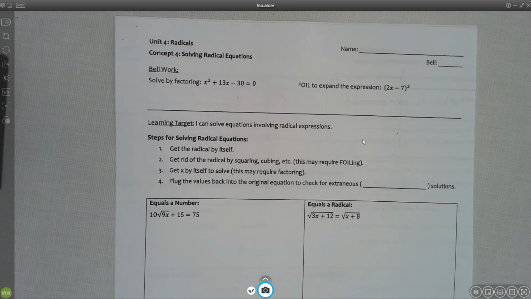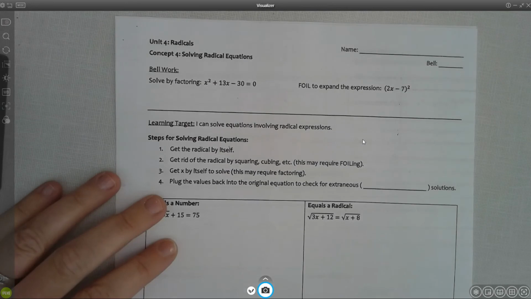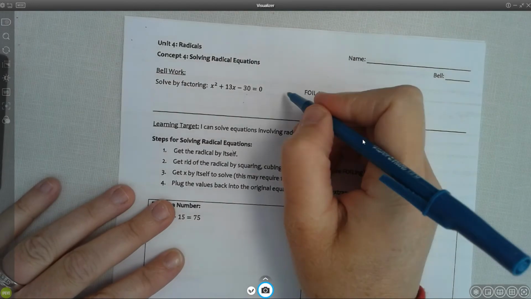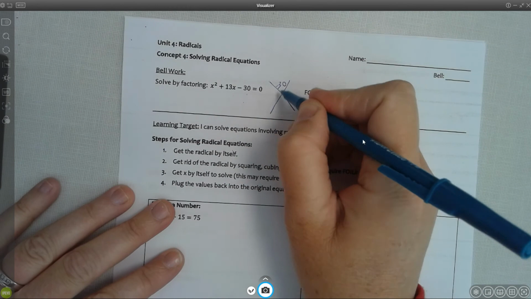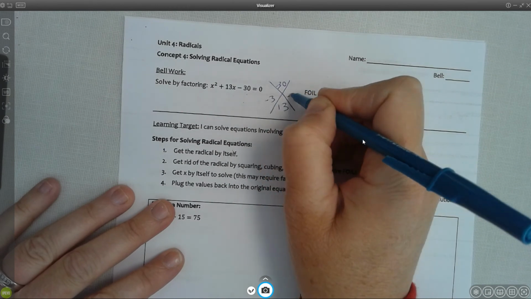All right, so today we're going to be solving radical equations. So these right here, your Bell work, is just remember factors of negative 30 to get 13. So negative 30 and 13. It's negative 3 and negative 10.